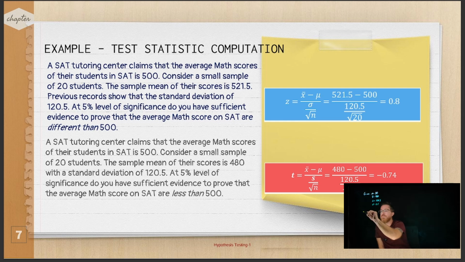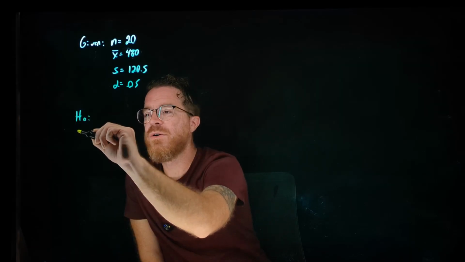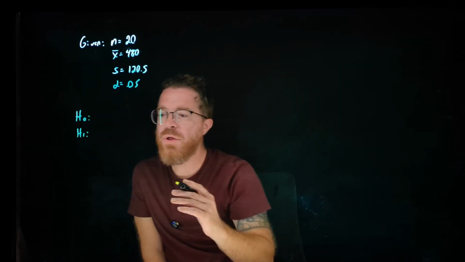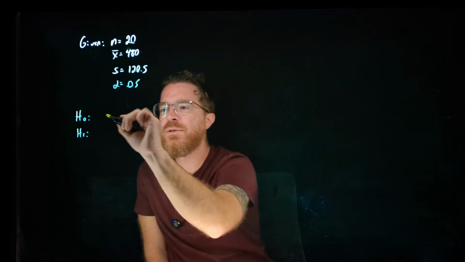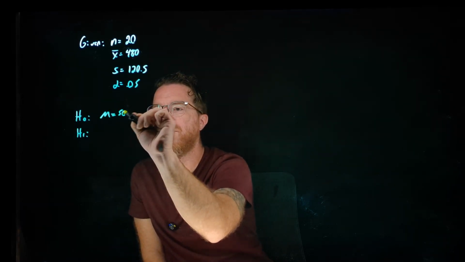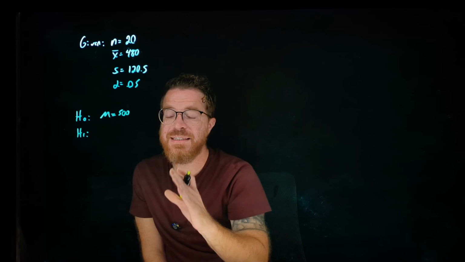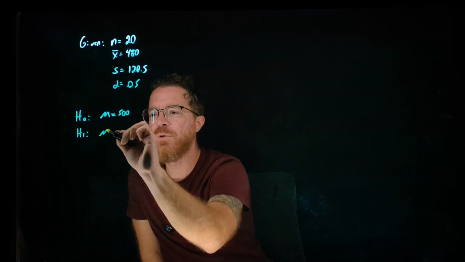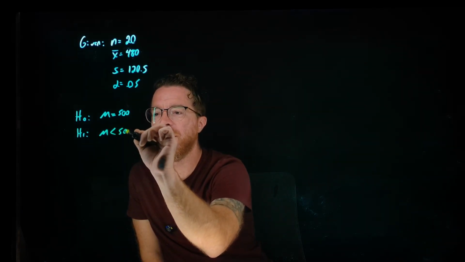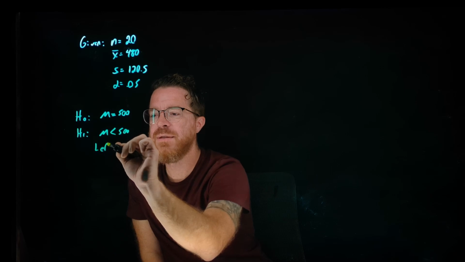Now what we're going to do is set up our null hypothesis and our alternate hypothesis. Our null hypothesis is that initial claim, that the mean mu equals 500. And what we're testing is that it's less than 500. So in this case, we're doing a one-tail test to the left. So we're doing a left-tail test.